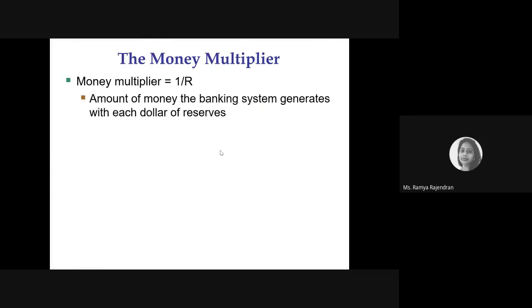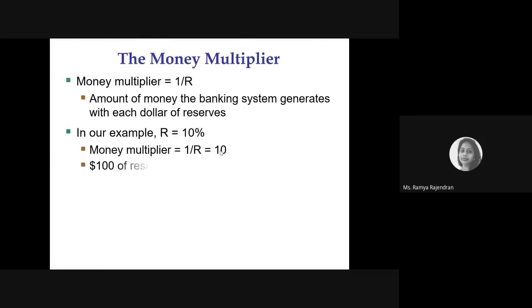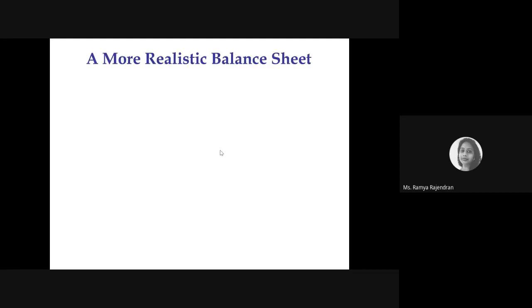We have a concept called the money multiplier here. It's actually the reverse of your reserve ratio. When your reserve ratio is 10%, 1 by R is your money multiplier. So with that we can say $100 of reserves creates $1,000 of money, since 10% of $1,000 is $100. With that we came up with this number.